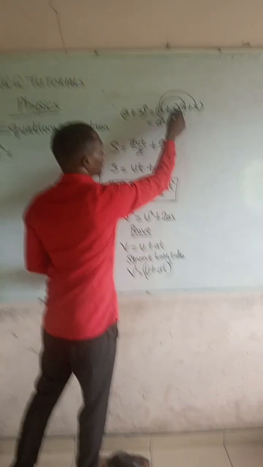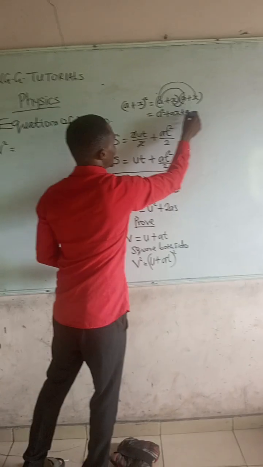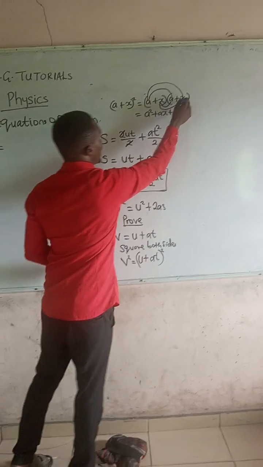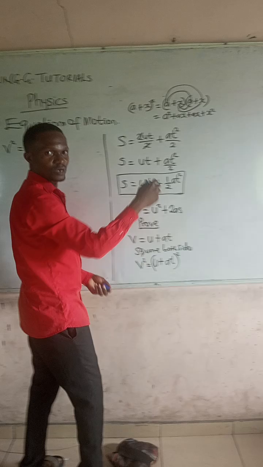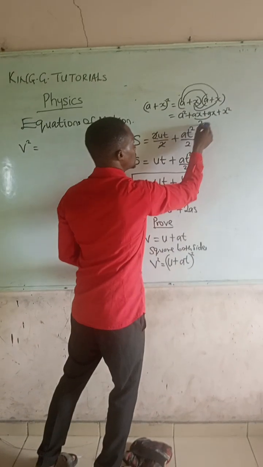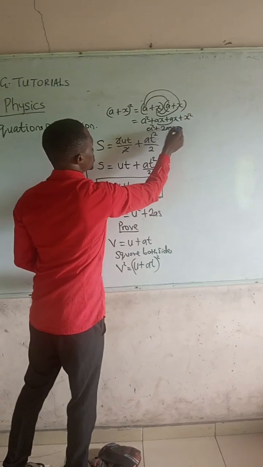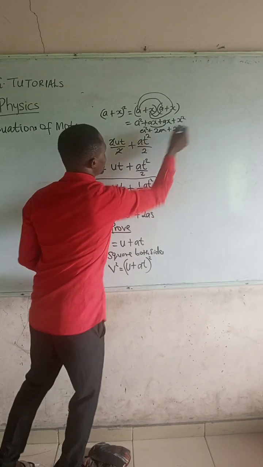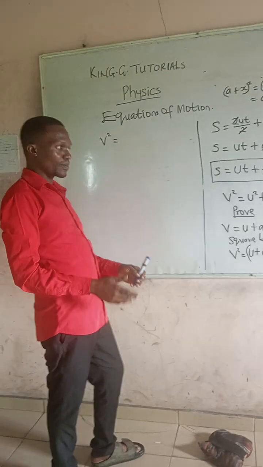So I'll go to this one. x multiplied by a gives me plus ax. Then the same x multiplied by x gives plus x squared. So this will give us what? How many ax do we have here? 2ax. So you see how we got a squared plus 2ax plus x squared.